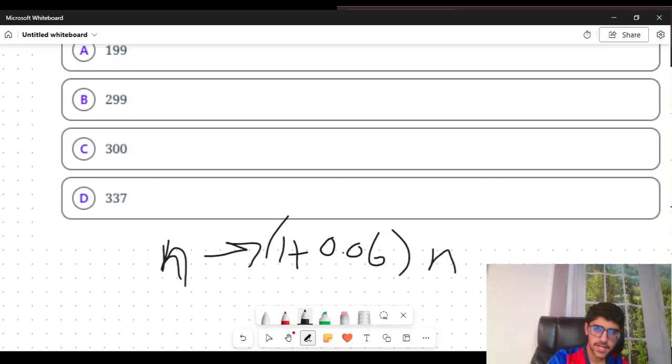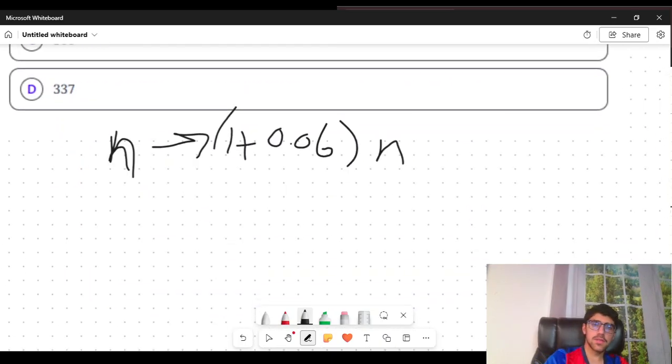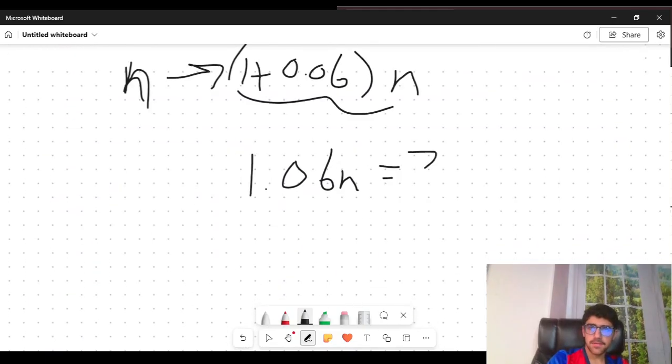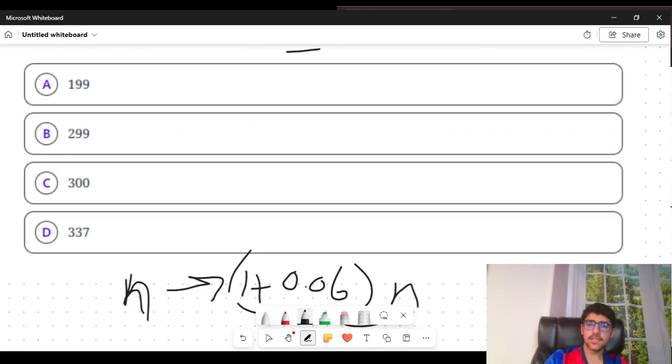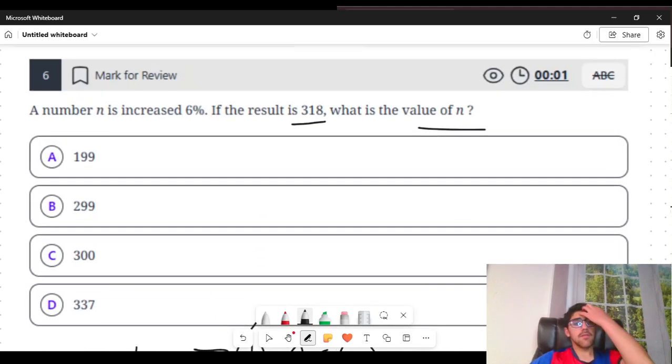That is an n, not an h. And the result is 318. So if we multiply this, you get 1.06n is equal to 318. And they're asking us, what is the value of n? So from here, this is an example where they give you the percentage, so they tell you that when n is increased 6% the result is 318, and they want you to go back to the original value.